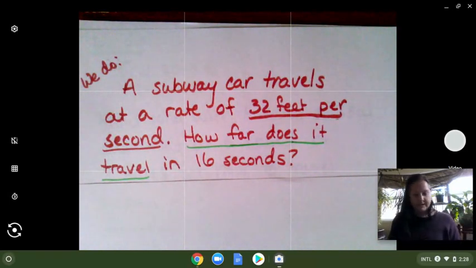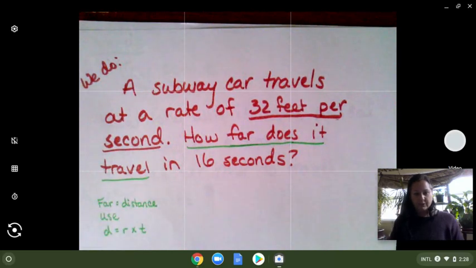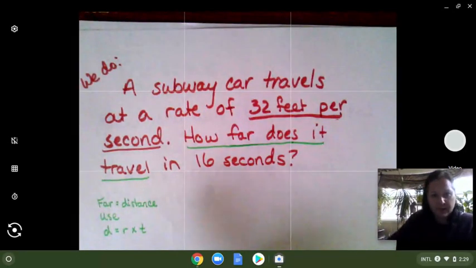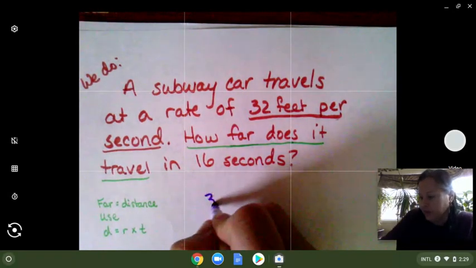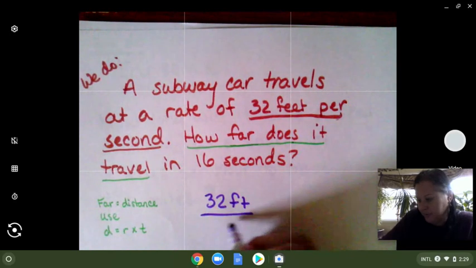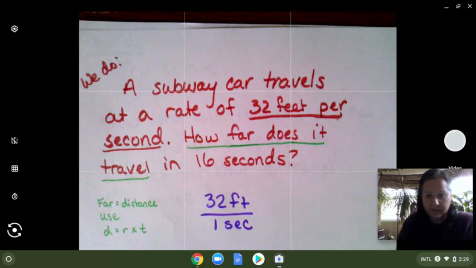So you look up your distance formula that you just took notes on, and it was distance equals the rate times the time. So we have to take the rate. The rate is the speed. So a subway car travels at a rate, it tells you at a rate of 32 feet. And then we know per is, make a fraction line, per 1 second, right? We've learned that when we did our ratios. So 32 feet per second. So you put the seconds on the bottom.